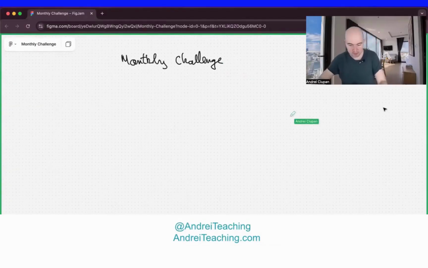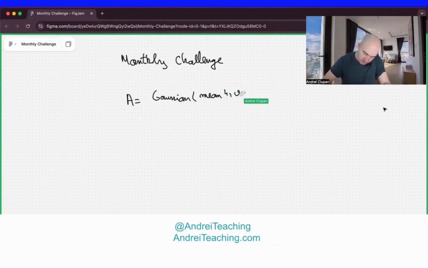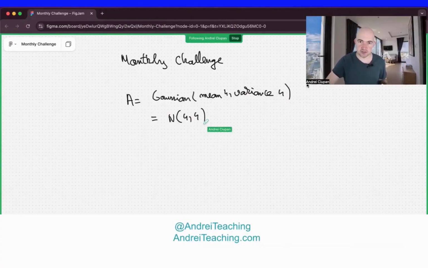Okay, so just as a reminder, we had two random variables. The first one was a Gaussian with mean 4 and variance 4. Sometimes we can write this as a normal with mean 4 and variance 4. I mentioned this in the preliminaries. The Gaussian with mean 0 and variance 1 is called the normal. Sometimes people say for a general mean and variance of Gaussian, they also call it a normal. Okay.